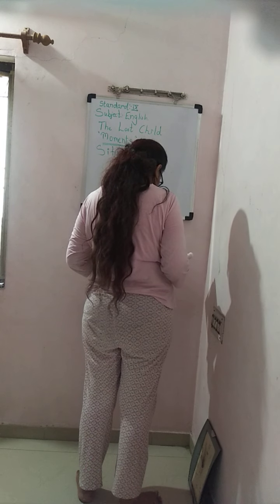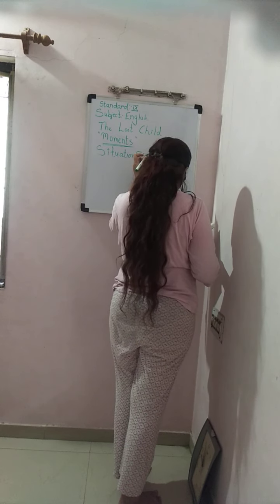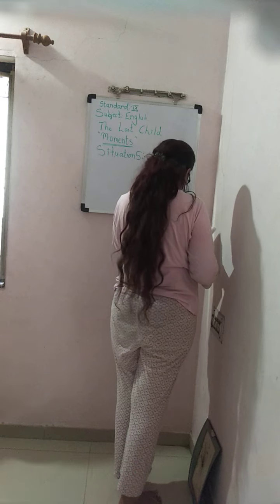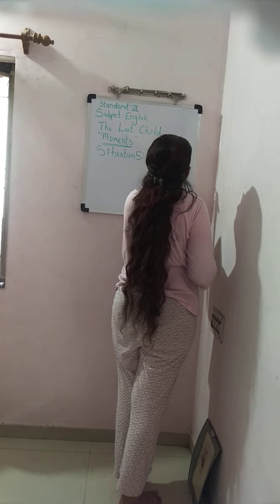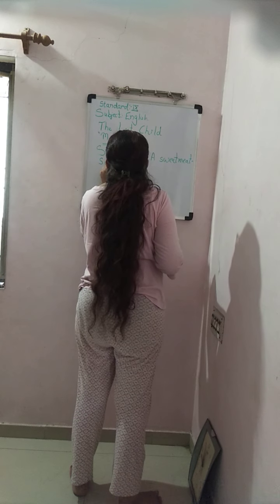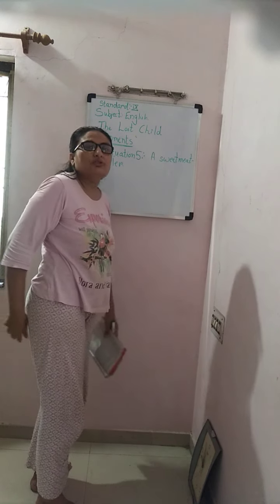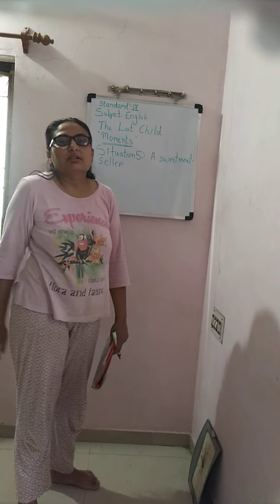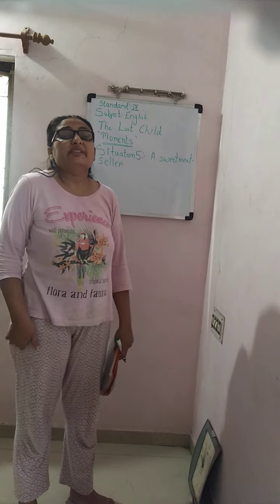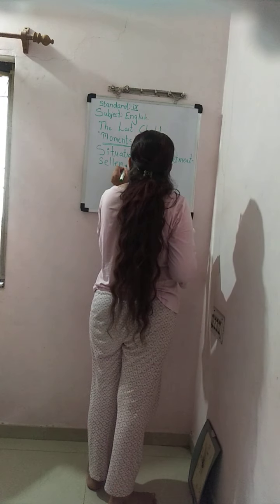Situation 5. The child saw a sweetmeat seller. What did the child see? A sweetmeat seller who was hawking, "Take my sweets, buy my sweets, gulab jamun, barfi." So he was tempted by the sweets. What were the sweets?